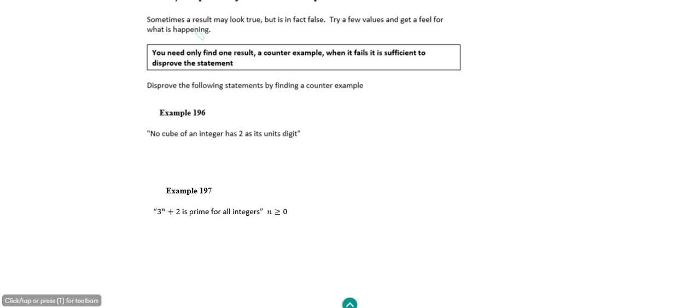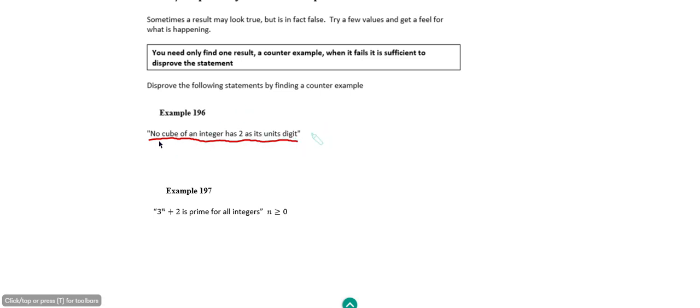Now going to look at proof by counterexample. So proof or disproof by counterexample. Sometimes we might have a statement which looks right in the first place. If we look at this example 196, it sounds reasonable to begin with: no cube of an integer has 2 as its units digit.